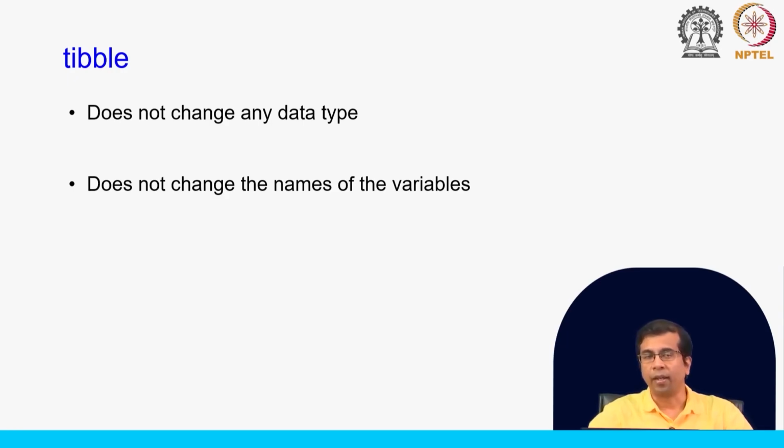The second advantage and difference compared to data frame is that it does not change the names of the variables. Okay. So, when we were talking about data frame, I briefly mentioned that your column names should not contain space or special characters because R will change them. So, table can handle all those things, right. It can handle space, it can handle special characters. So, it will not change the name of the variable.